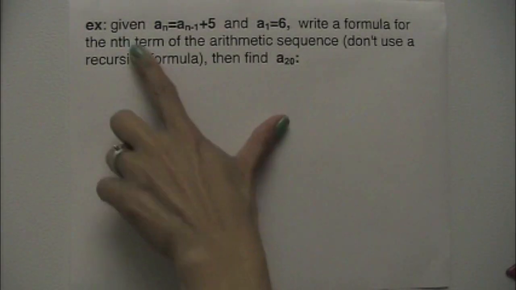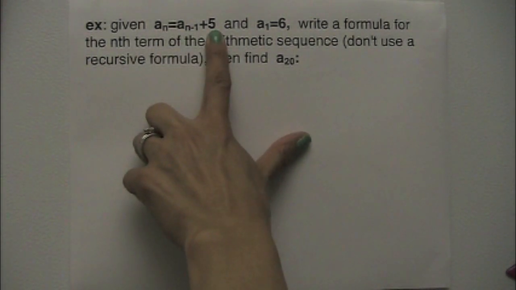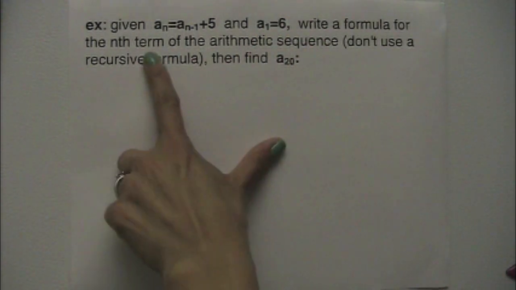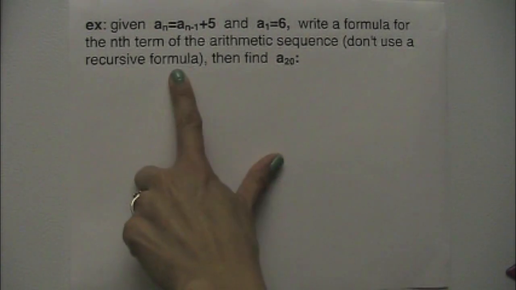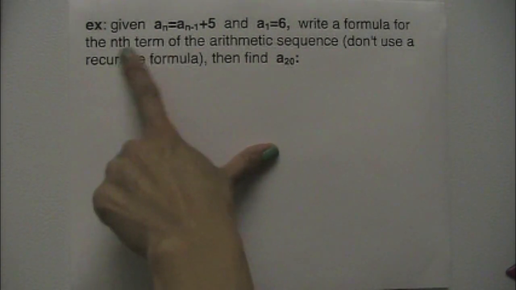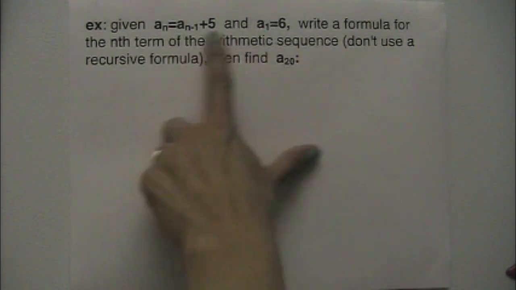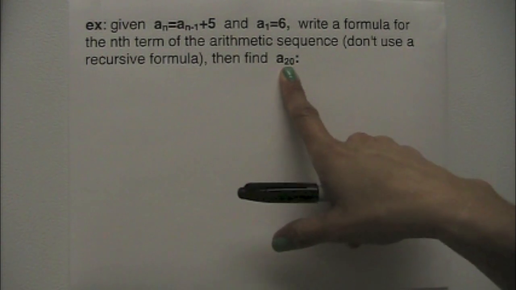In this example, it says given a sub n equals a sub n minus 1 plus 5, and also given that a sub 1 is 6, write a formula for the nth term of the arithmetic sequence, and it says as a hint, don't use a recursive formula. So again, we're trying to find that nth term of an arithmetic sequence with this given information, and then once we find that, we'll use it to find the 20th term.